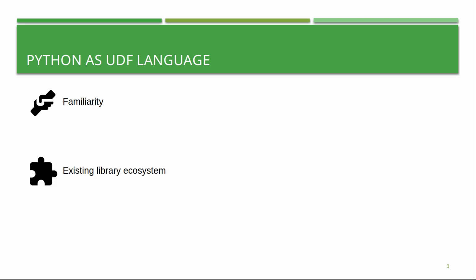Python also has an extensive ecosystem of libraries and frameworks that cover a wide range of functionalities, from data manipulation and analysis to machine learning and web development. By allowing users to leverage Python, you tap into this rich ecosystem and give them access to powerful tools and resources. This extensive ecosystem, coupled with the language's versatility, allows users to implement a broad spectrum of functionalities.